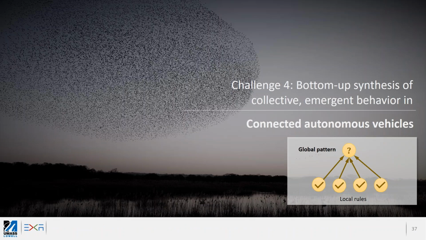So let's look at this in the context of the fourth challenge, which is the bottom-up synthesis of collective emergent behavior. So we know how humans drive, or we at least have some kind of model of how humans drive. Can we use those models and those interactions to figure out whether traffic congestion will happen, right?